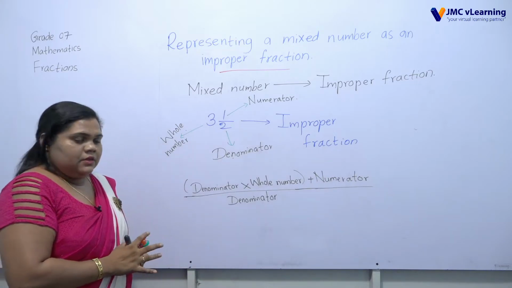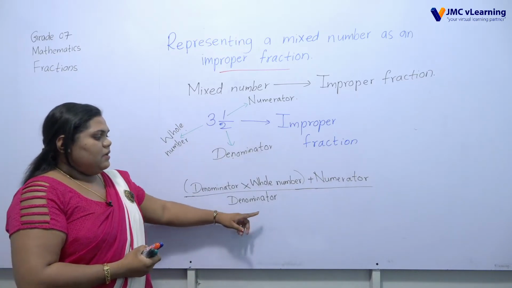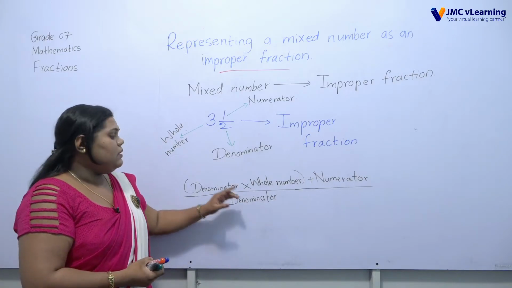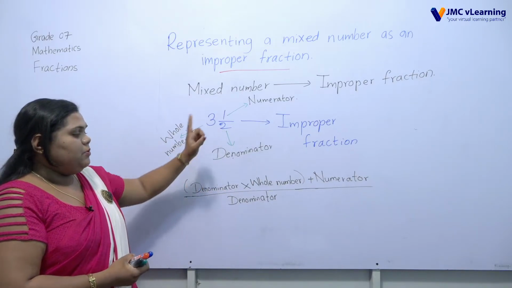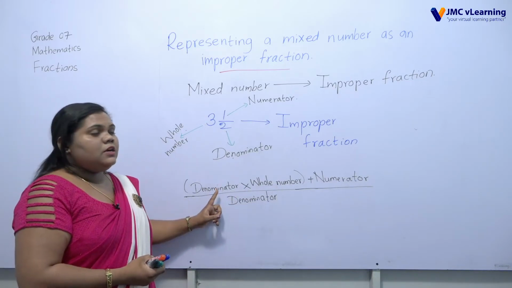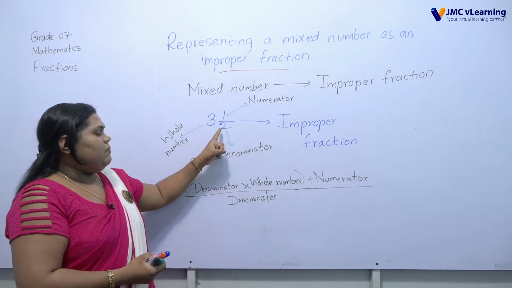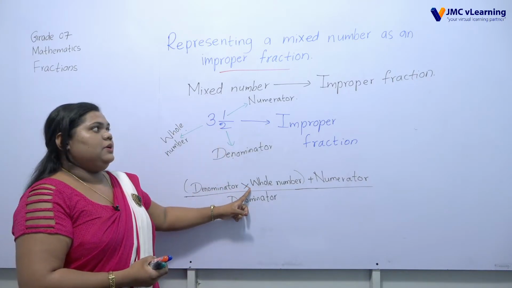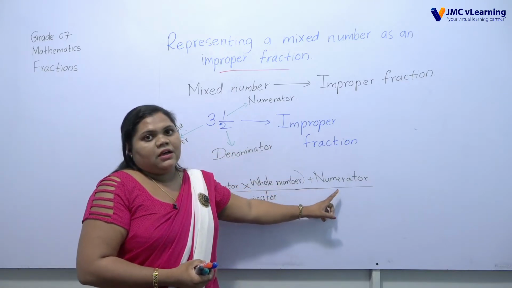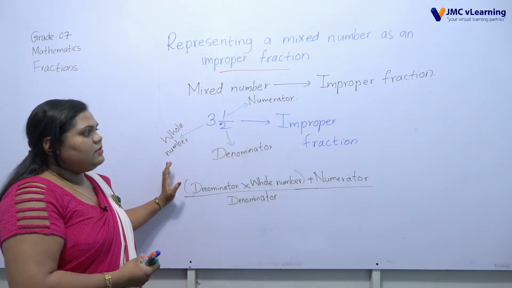Are you clear? Again I will explain it. You cannot change the denominator. First you have to write the denominator down. After that, to find the numerator, you want to multiply the denominator and whole number together. And after that, you want to add the numerator to that.